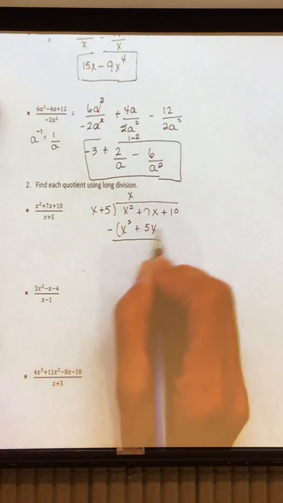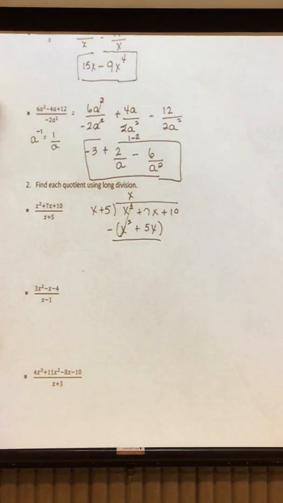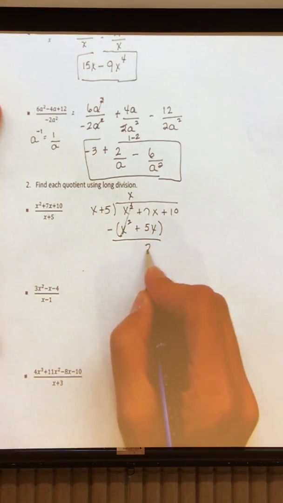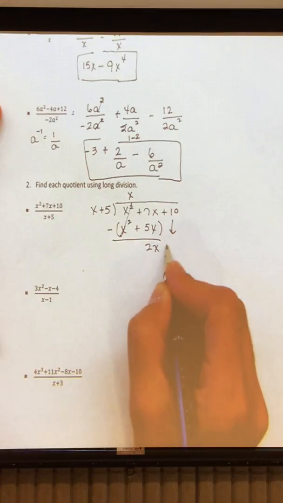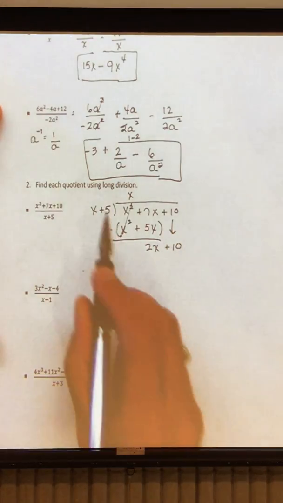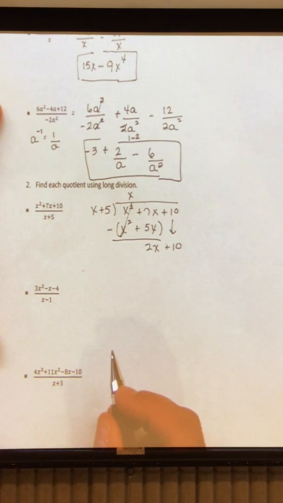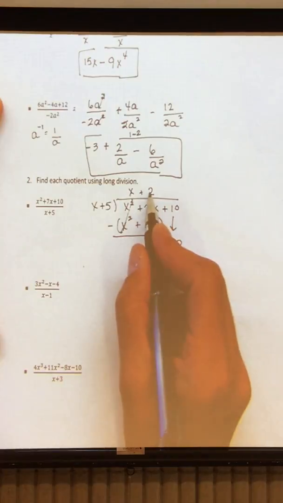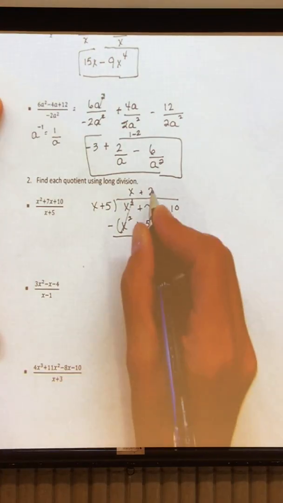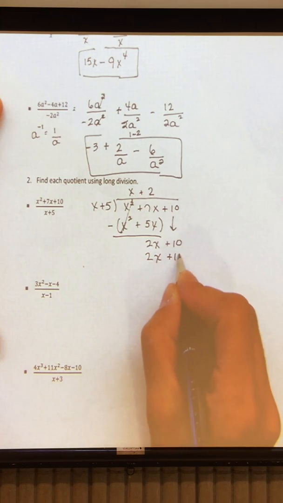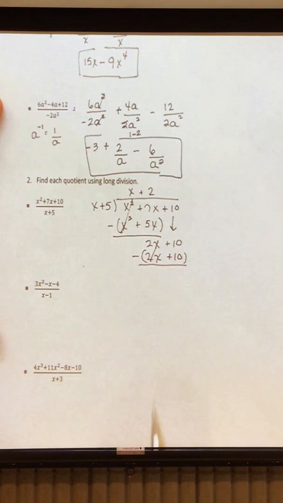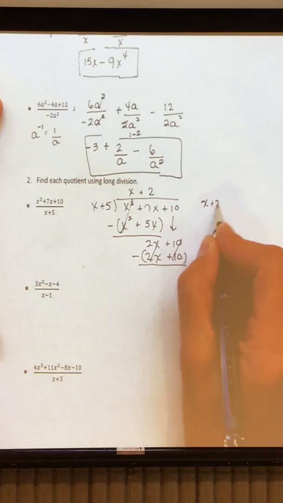Now we subtract, which cancels the x squareds. Now you have 7x minus 5x, which is 2x. And you bring down the 10. So again, x goes into 2x how many times? Twice. And again, you multiply. 2 times x is 2x. 2 times 5 is 10. Now you subtract. The 2x's cancel, and you have 10 minus 10, that also cancels. So your final answer is x plus 2.